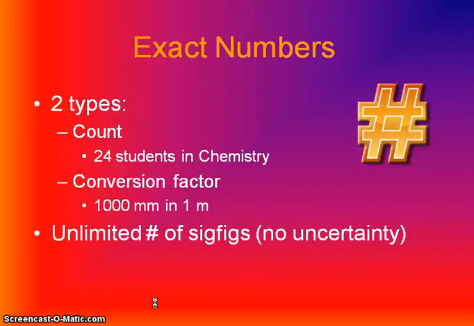There are also exact numbers as opposed to measurements, so not everything we do is a measurement. With exact numbers, there's 2 different types, counts and conversion factors. Now, a count is simply as it sounds. You are counting how many students are in our chemistry class. Well, there's 24 students. There is no uncertainty with exact values. There either are 24 students or there are not. We're not questioning whether there's a student there or not.